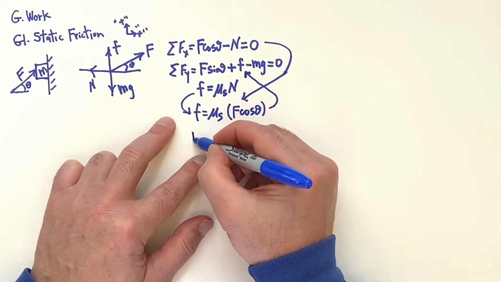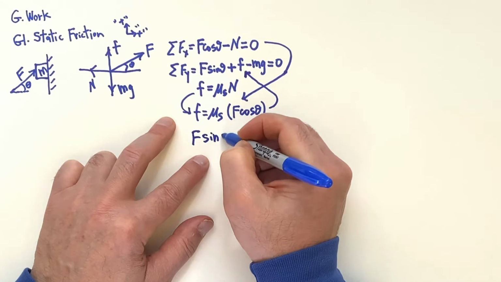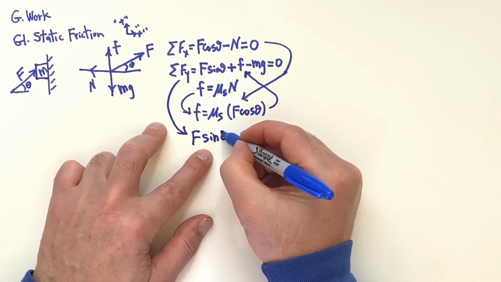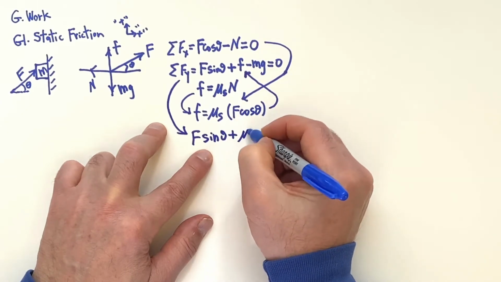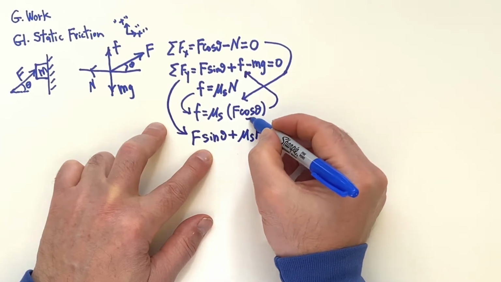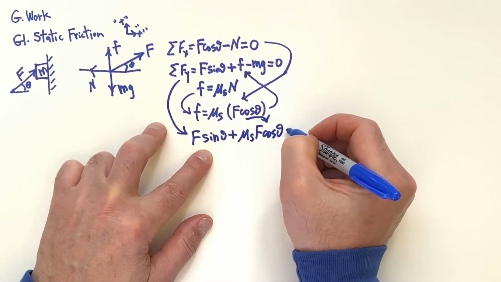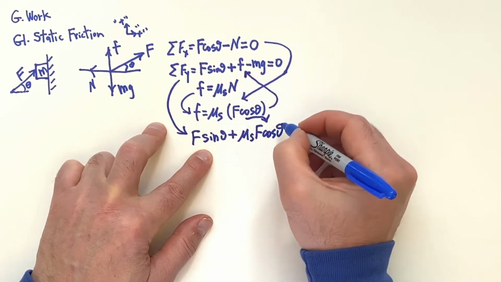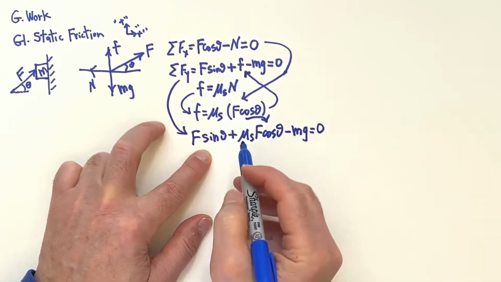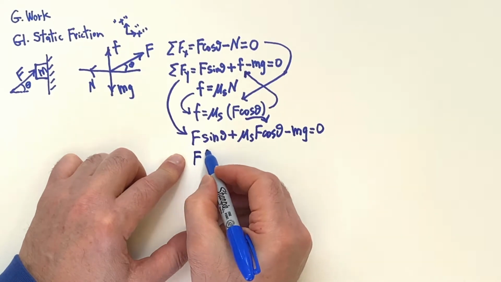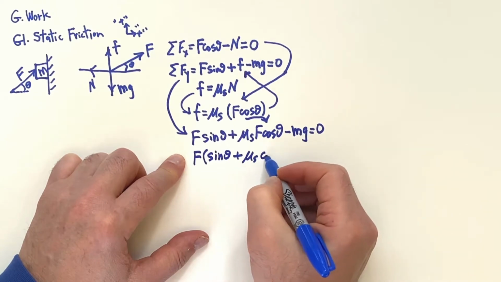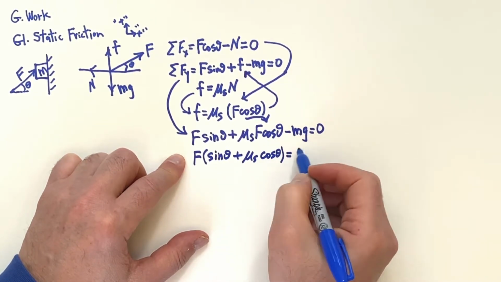So if we do this, we have F sine of theta. That's basically coming from this equation, F sine of theta, and then plus mu s F cosine theta. That's this piece here. And then we subtract mg and it's equal to 0. So now we're going to factor out the F to have sine of theta plus mu s cosine of theta, and that's going to equal mg.